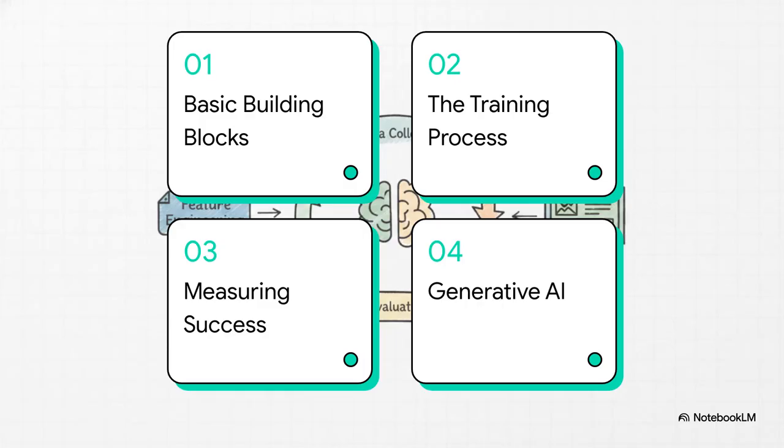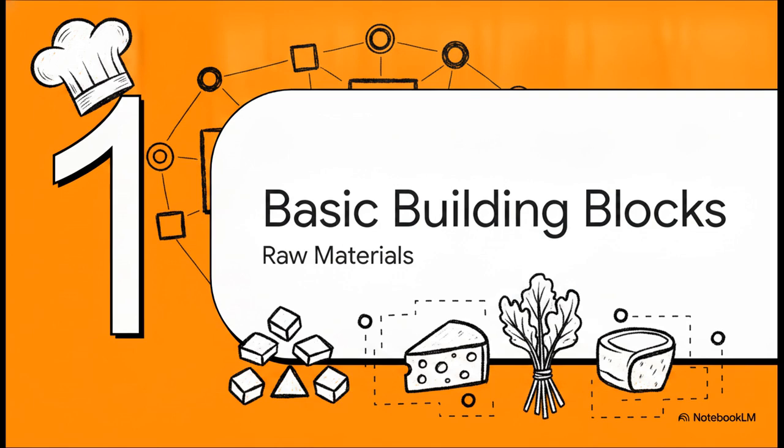So instead of just reading a glossary alphabetically from A to Z, which would be pretty boring, we're going to follow the actual life cycle of how a model is built. The basic building blocks, the training process, measuring success, and finally, generative AI. Starting off with part 1, the basic building blocks.